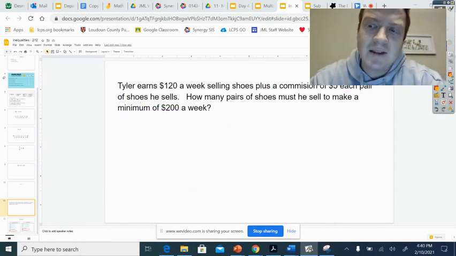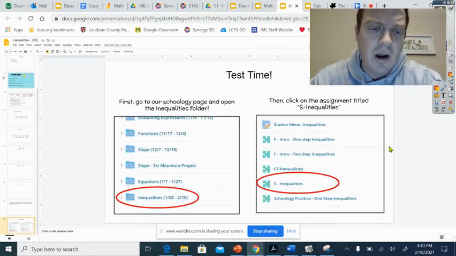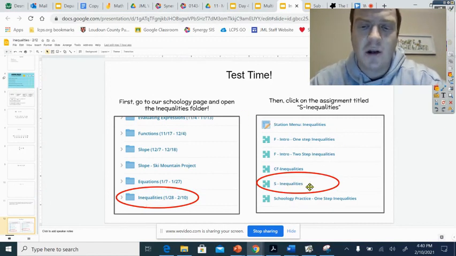All right, good luck on the rest of this test. Your sub today will tell you where to go. They're going to show you this slide in a second as well. Please make sure you go to your inequalities folder and then open up the summative inequalities.